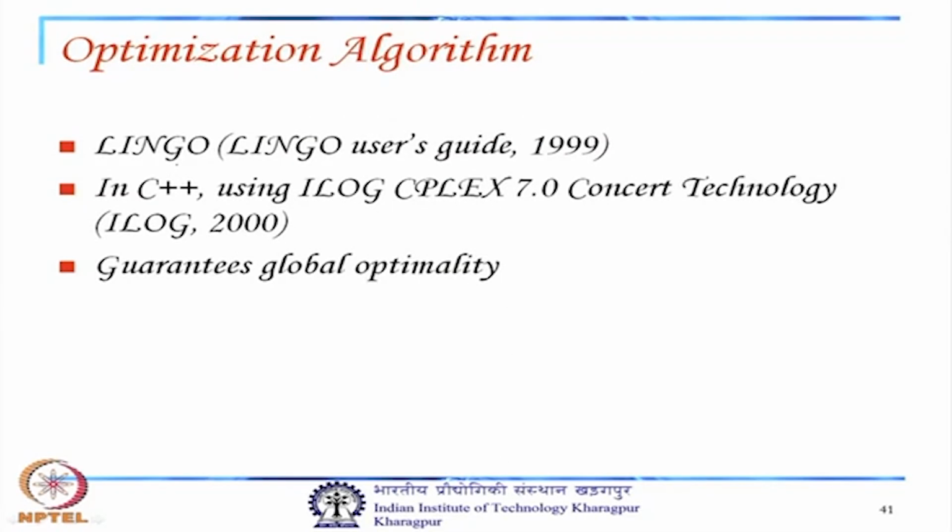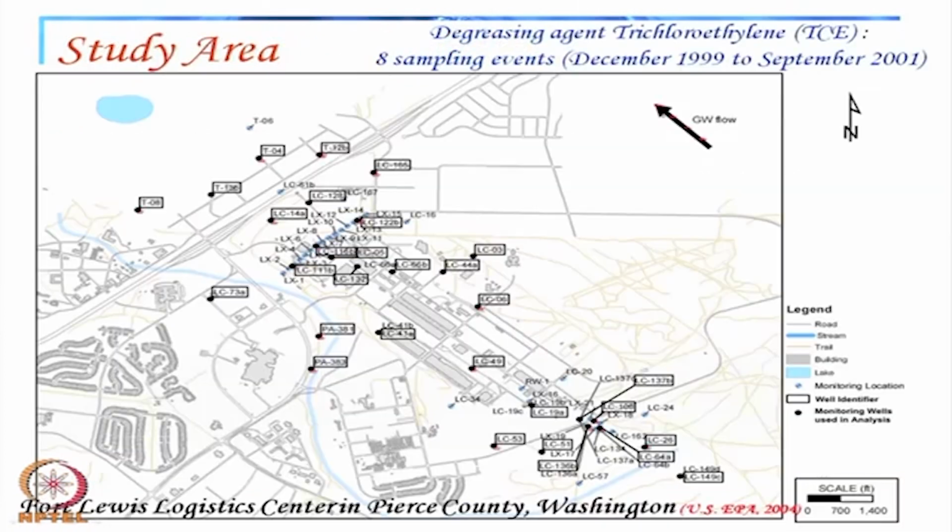This can be solved using any optimization algorithm, Lingo or simplex. If you have a linear mixed integer programming problem, then it guarantees global optimality.